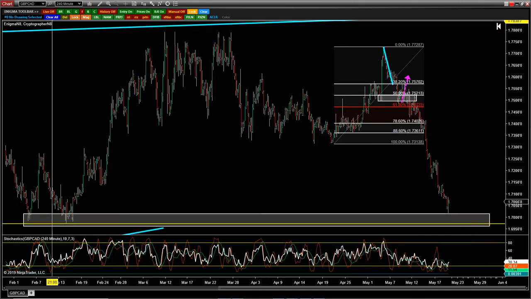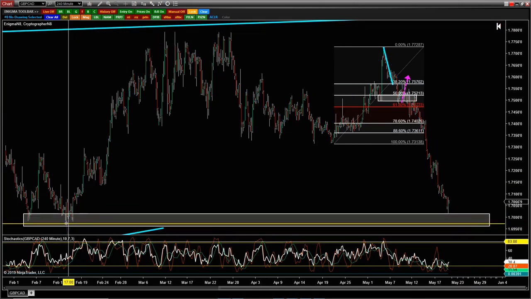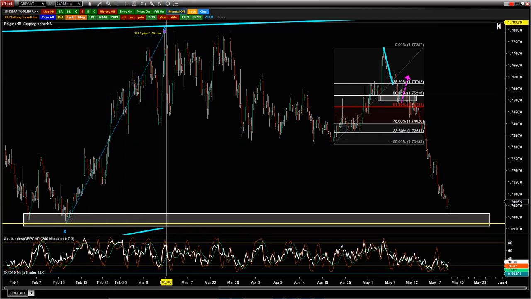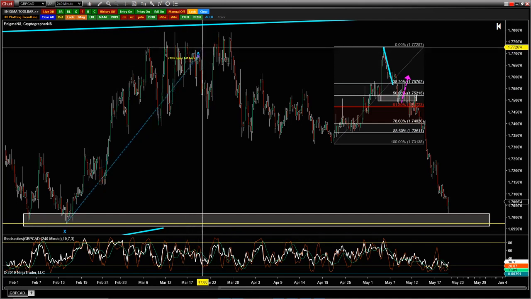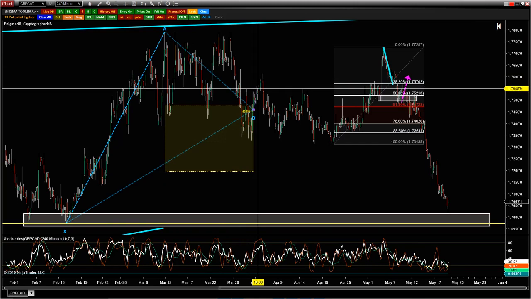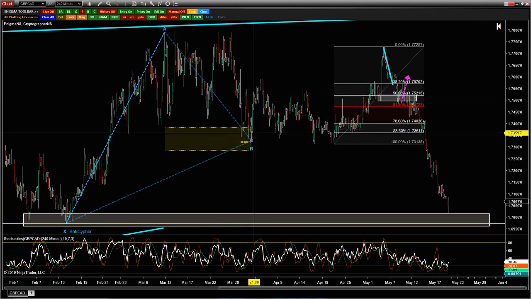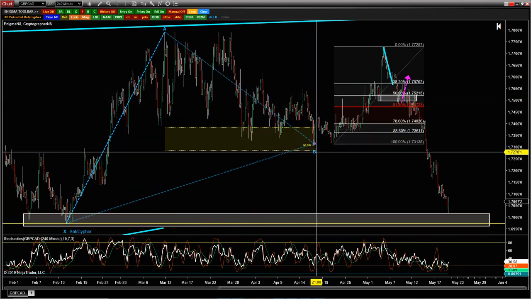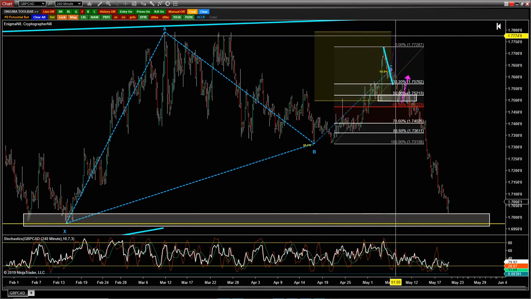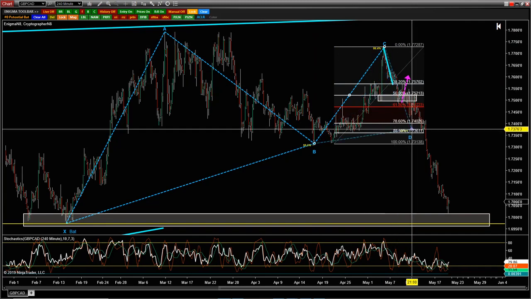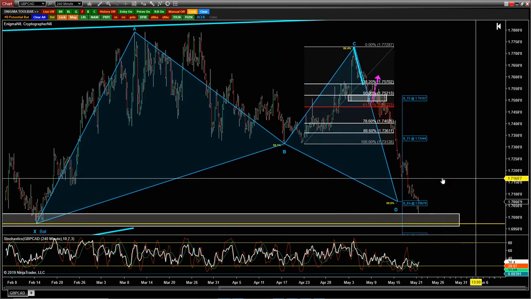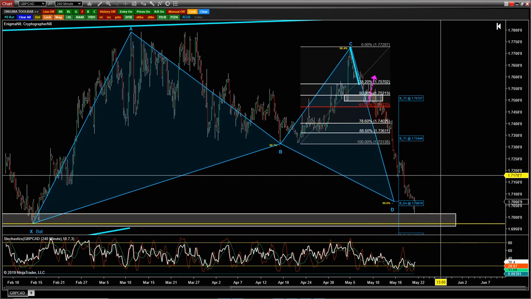Sorry. Unrecognizable pattern. Probably a little bit clearer on the daily. May have to go out there. X to A. X to A. Come on. A to B. B to C. Let's get the highs here. Come on, get the high. There we go. And a CD completion right there. Here you go. Bull bat at market on the 240.